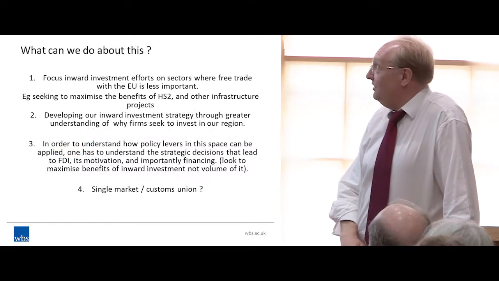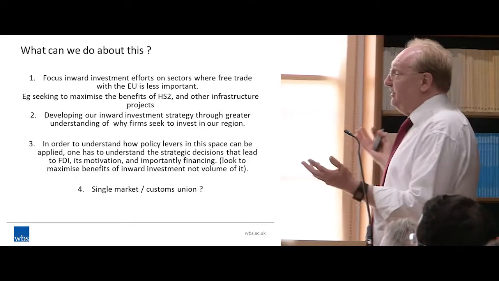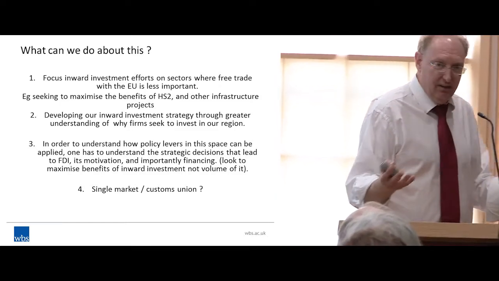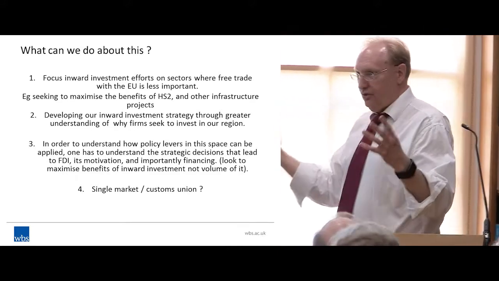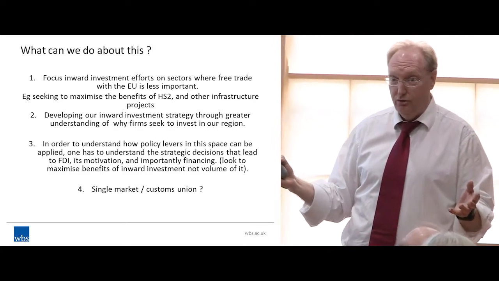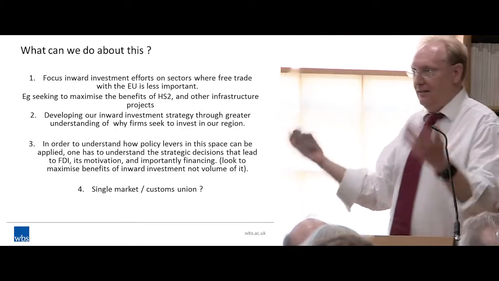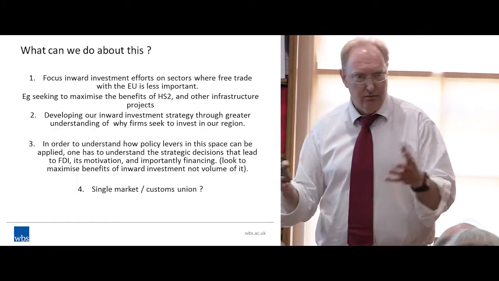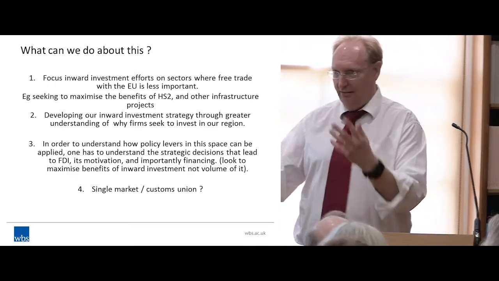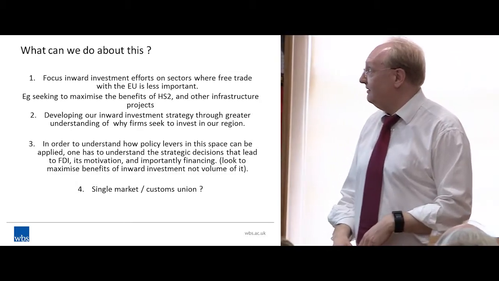I was asked to say, what can we do about it? Well, focus inward investment efforts on sectors where free trade within the EU is less important. At a regional level, for example, Jaguar Land Rover are saying they are going to try and have a far greater percentage of their supply chain based in the UK. They're talking about 100. I don't know who's going to grow the walnut trees, but that's where firms are going. Nissan are making similar noises. Might talk about this in questions, but Nissan's deal is probably not so much about Nissan. It's about Nissan's supply chain and support for that, and how the supply chain can support Nissan's process, but we can get back to that.